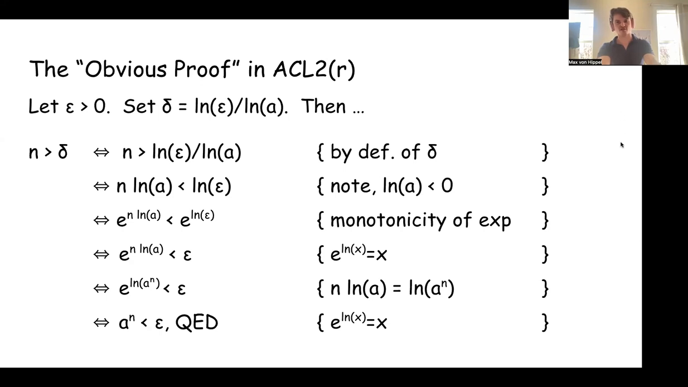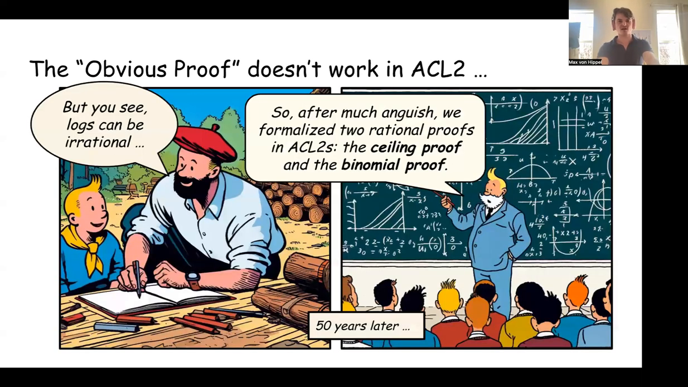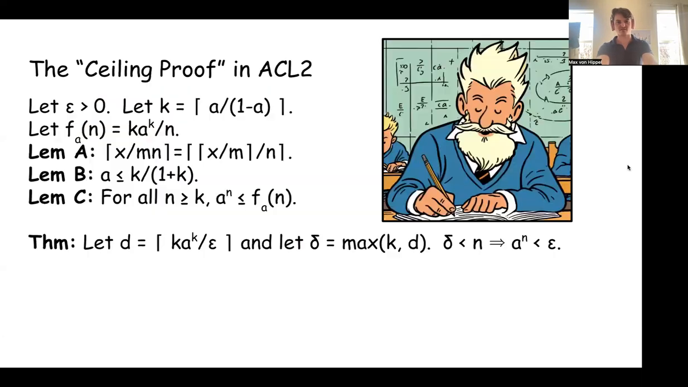It supports rational numbers. So more precisely, it doesn't support irrationals. And the logarithm of a rational might be irrational, which means that the proof you're seeing on the screen right now cannot be written down in ACL2. So after a lot of anguish, we managed to formalize some rational proofs in which we don't rely on the logarithm. And these proofs go through in ACL2 proper and allow us to study the RTO system.